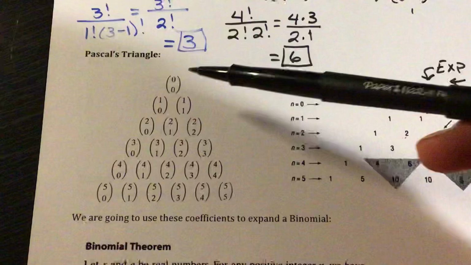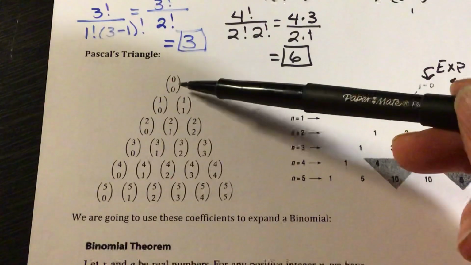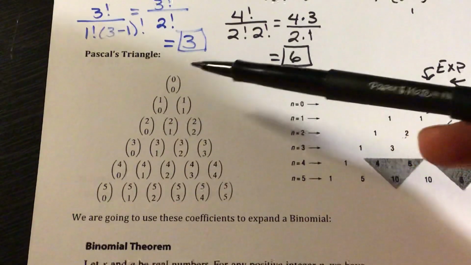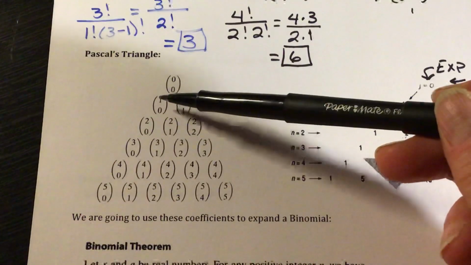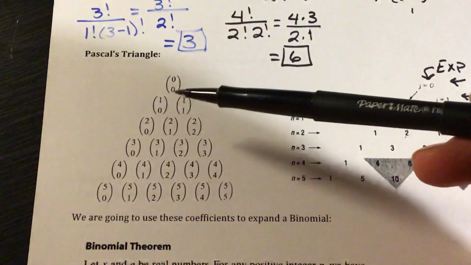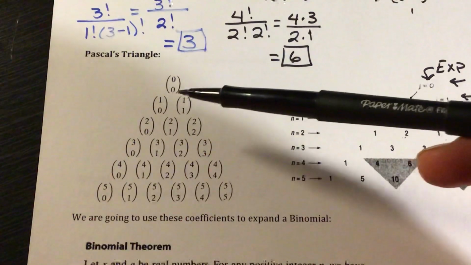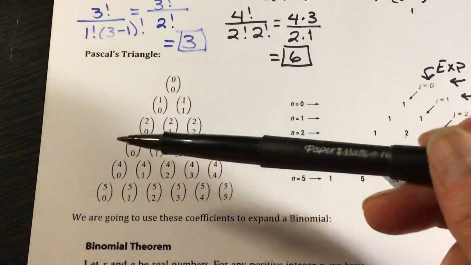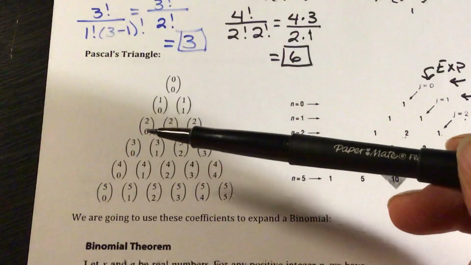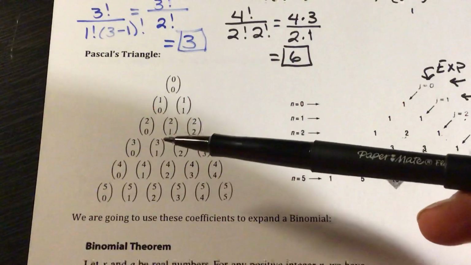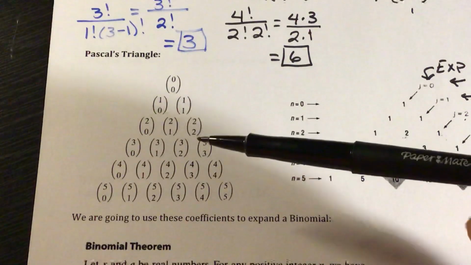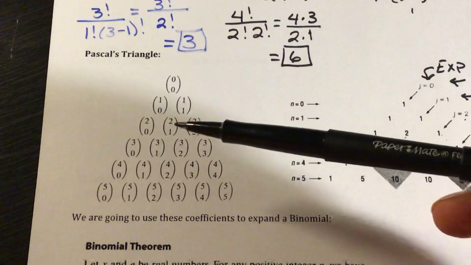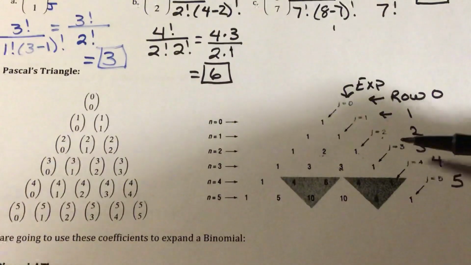So if I have in row 0, 0 choose 0, there's only one way to do that. If you have 1, you choose nothing. There's only one way to do that. 1 choose 1. There's only one way to do that. And in the second row, 2 choose 0, 2 choose 1, 2 choose 2. And the number of ways we can do each of those are these numbers that are over here.